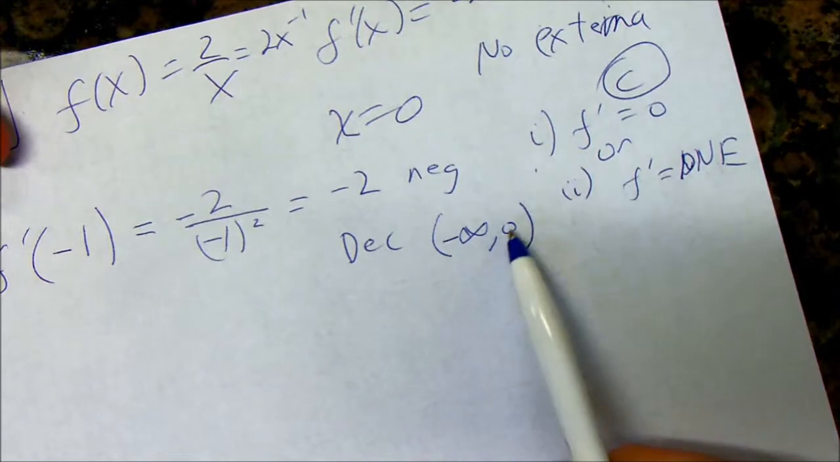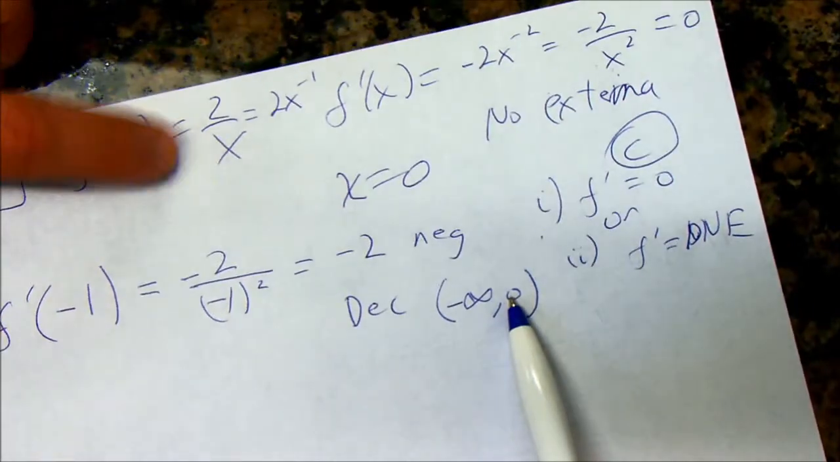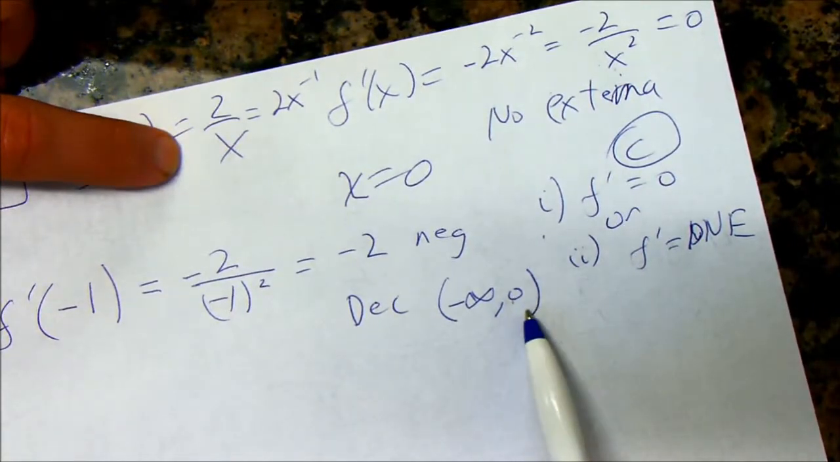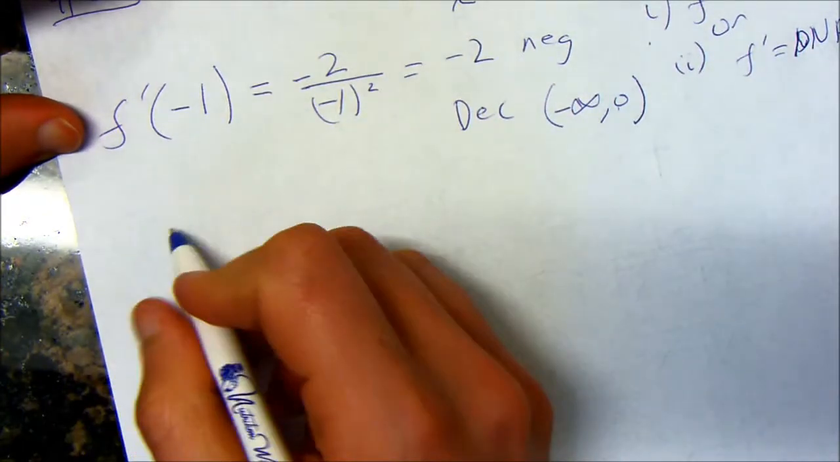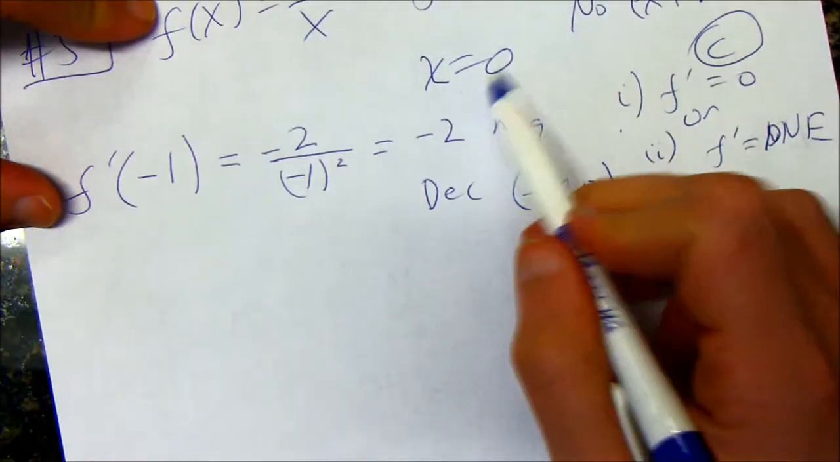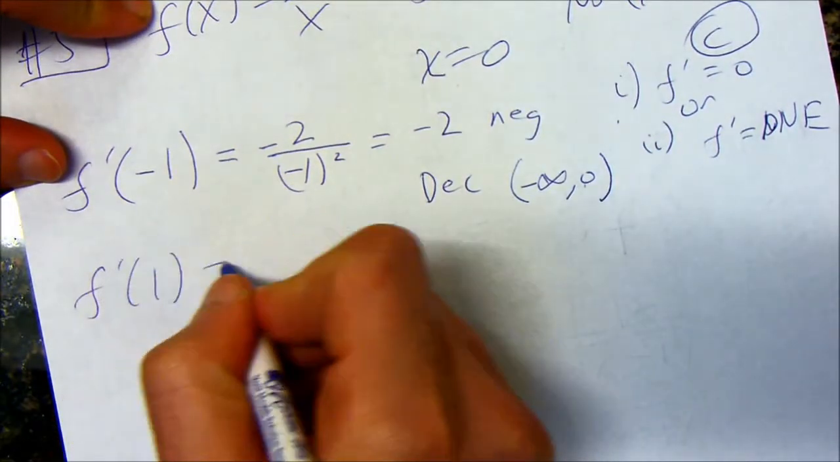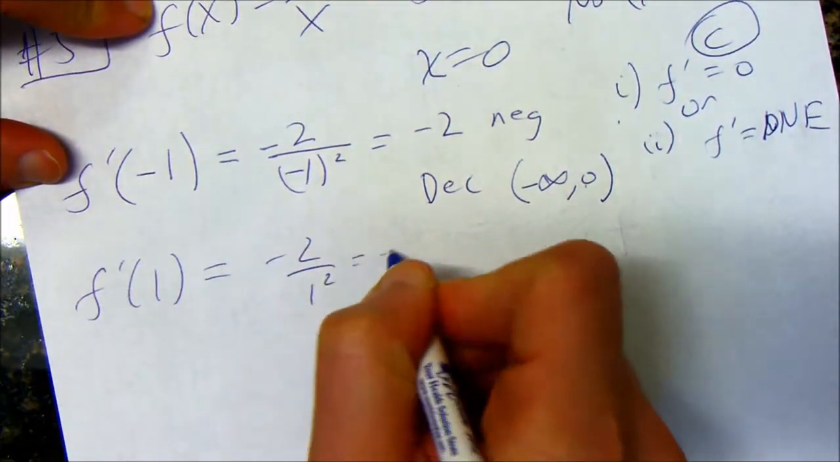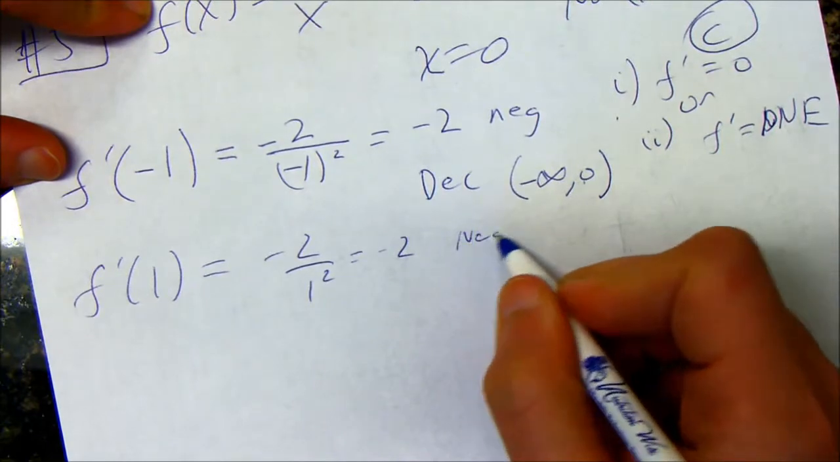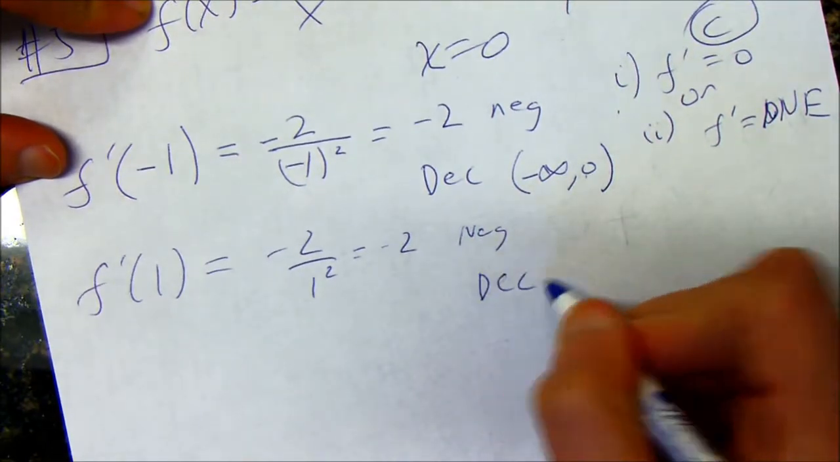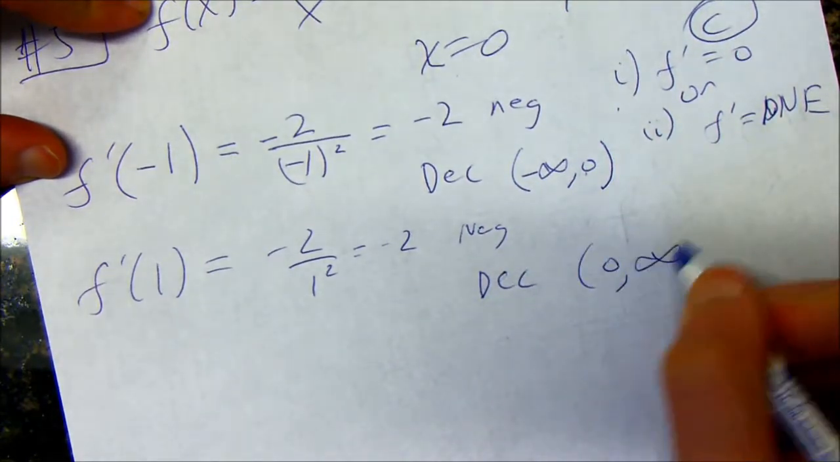Why don't I include 0? Because I can't plug 0 into the original, because then I would get 0 on the bottom, so I don't include it. Now we have to plug in something to the right of our critical number, something to the right of 0. f prime of 1 gives me negative 2 over 1 squared, which is negative 2. Again, negative. So that means it's decreasing right after 0 all the way till infinity.